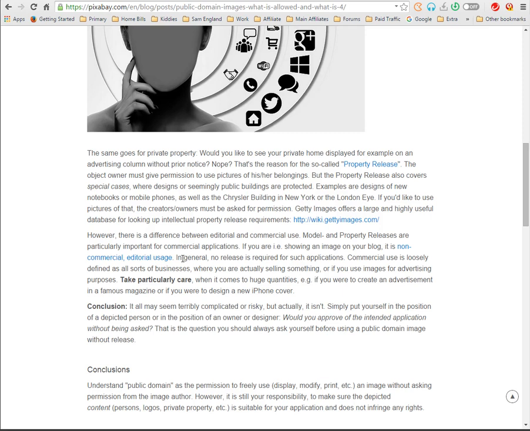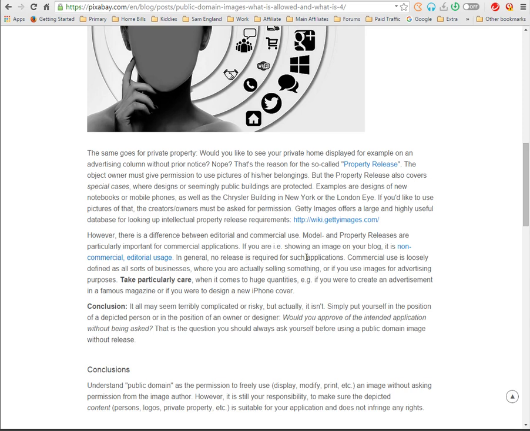Examples of designs are new notebook computers or mobile phones, as well as the Chrysler Building in New York City or the London Eye. If you would like to use pictures of those items, the creators or owners must be asked for their permission before you use the image. Getty Images offers a large and highly useful database for looking up intellectual property release requirements, and that can be found at wiki.gettyimages.com.